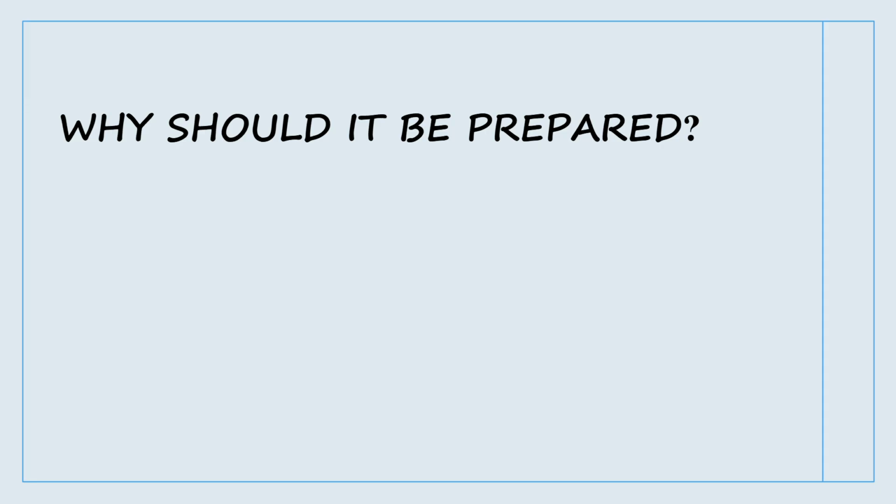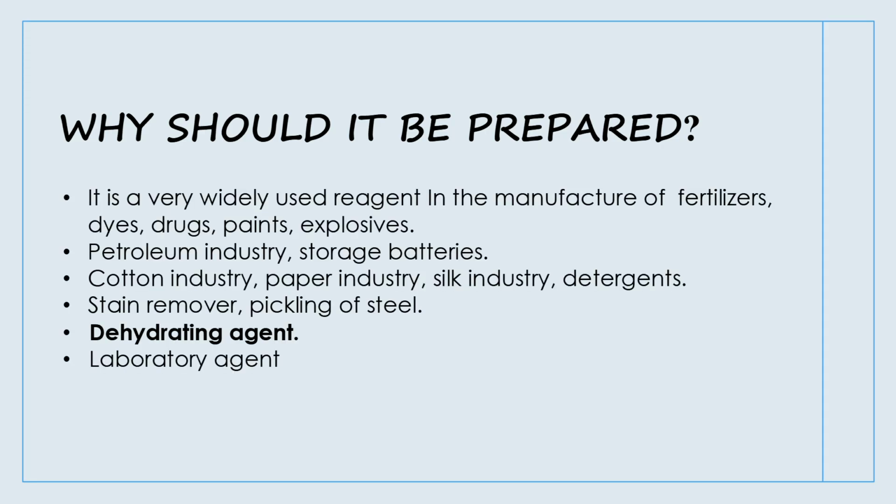The first question: why should it be prepared? Due to the versatile nature of sulfuric acid, it has great significance and multiple uses in the industry. I have listed a few of these below. It is a widely used reagent in the manufacturing of fertilizers, drugs, paints, and explosives. It is used in the petroleum industry as well as an electrolyte in storage batteries. Detergent, silk industry, paper and cotton industry also utilize sulfuric acid.